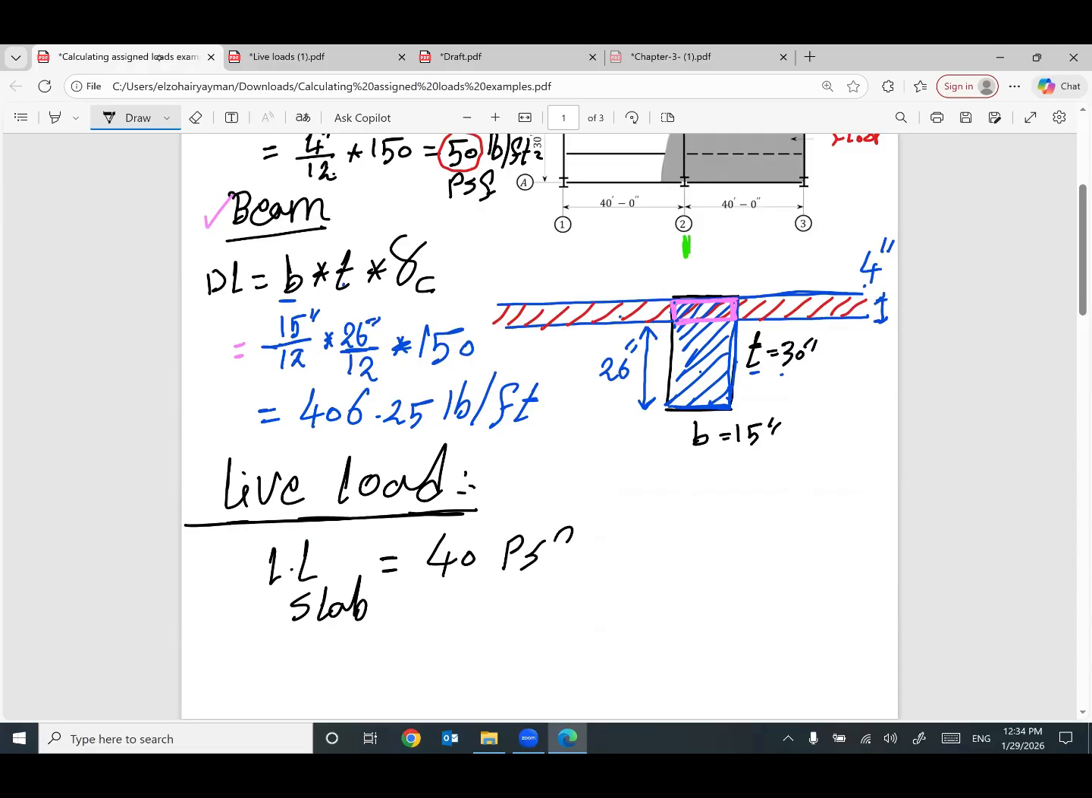PSF, or pounds per square foot. I'm assuming it's patient rooms in this hospital. So far, so good. One more time.